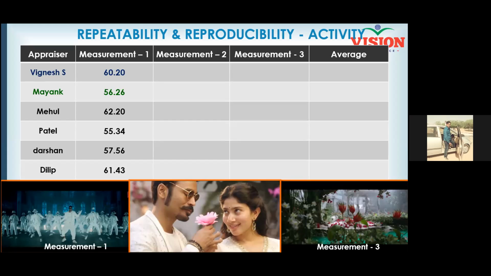Human error. Reproducibility error. See here, multiple appraisers are involved, and there is an inconsistency. The reading given by Mayank is different from the reading given by Vignesh. And again, the reading of Darshan differs from others. Same way, you are not agreeing with each other. All of you are working on the same project. All of you are on the same team. All of you were given the same instruction. But when it comes to measurement, you are disagreeing with each other. That disagreement is called what? Reproducibility error.